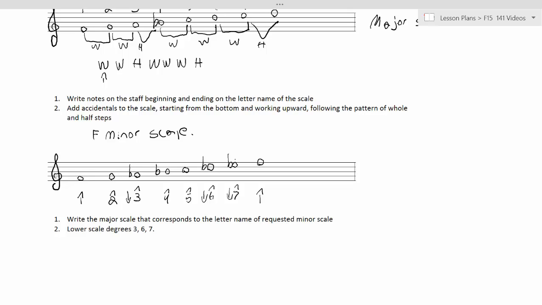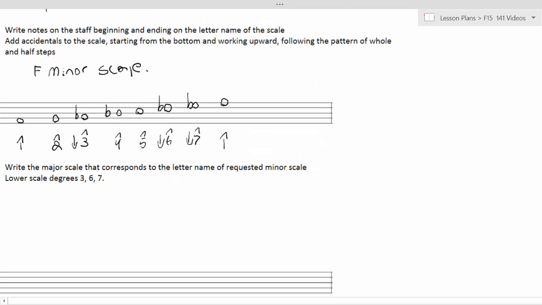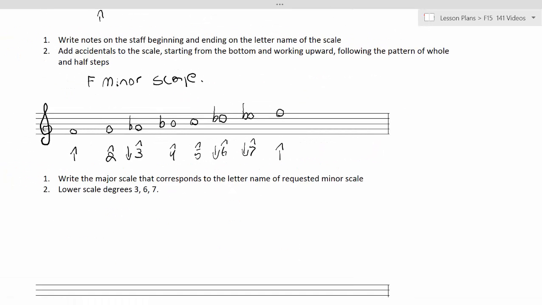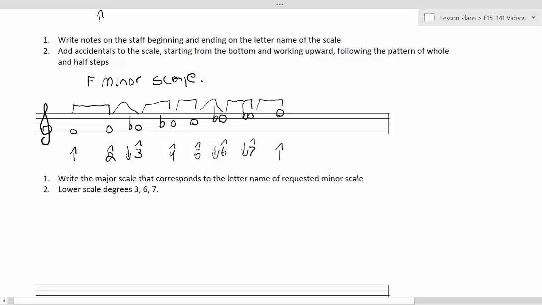If you're curious about the pattern of intervals, we can take a look at that, just like we did with the major scale. So F to G is a whole step. G to A flat is a half step. A flat to B flat is a whole step. B flat to C is a whole step. C to D flat is a half step. D flat to E flat is a whole step. And E flat to F is a whole step. So our pattern is whole, half, whole, whole, half, whole, whole.